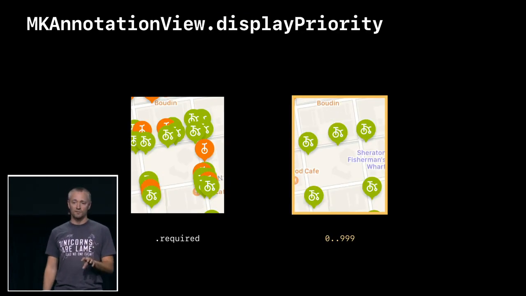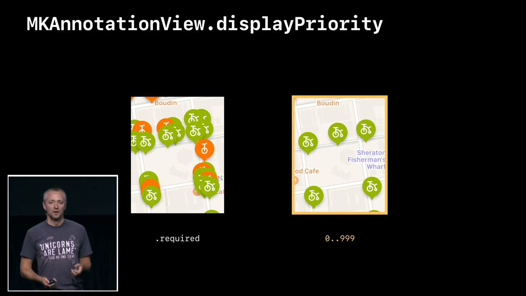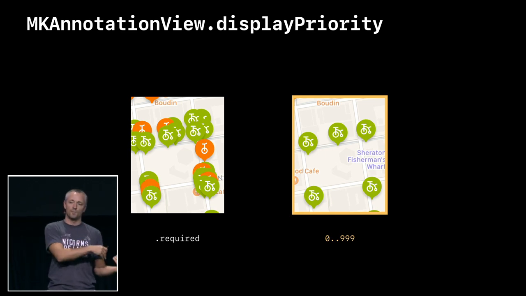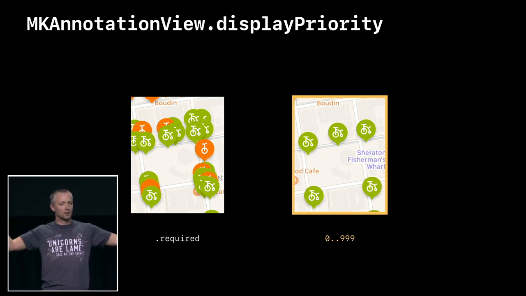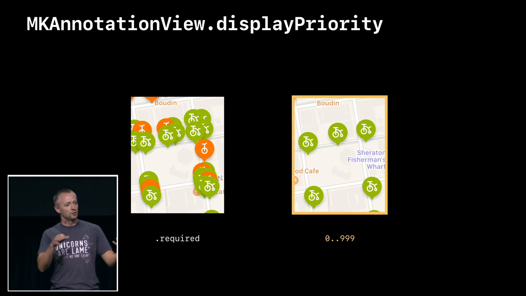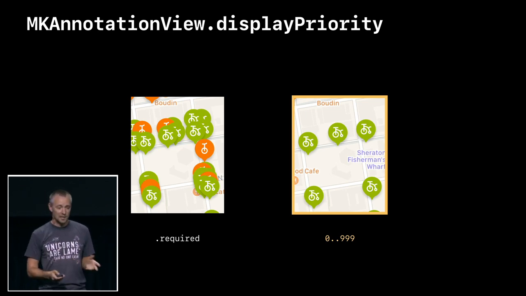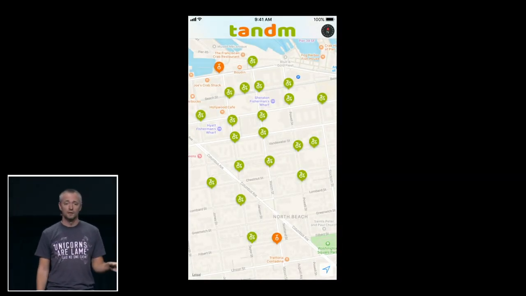So being a floating point value from 0 to 1,000 means that you can use it for nice things. If you, for example, map your display priority to the popularity of your items, so you have a very popular item get a high display priority, and a less popular item get a lower display priority, that would mean as the user is zoomed out on a high level and looking at the whole city, the most popular items are the ones that remain on screen and visible. And as the user zooms in, you see also all the other data, which allows you to go from this very cluttered map to something that is a lot cleaner.